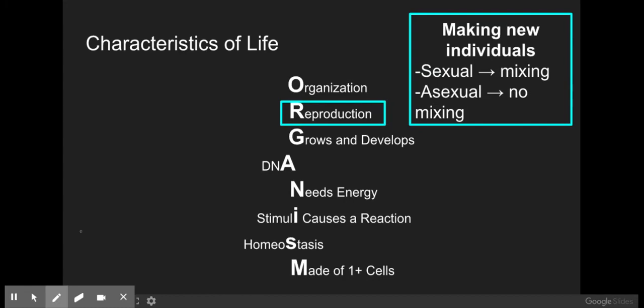Reproduction. All living things are going to reproduce in some way. Reproduction is just making new individuals. There are 2 types of reproduction. There's sexual reproduction, where we're going to mix the genetics, and then there's also asexual reproduction, where there's not going to be any mixing of genetics.